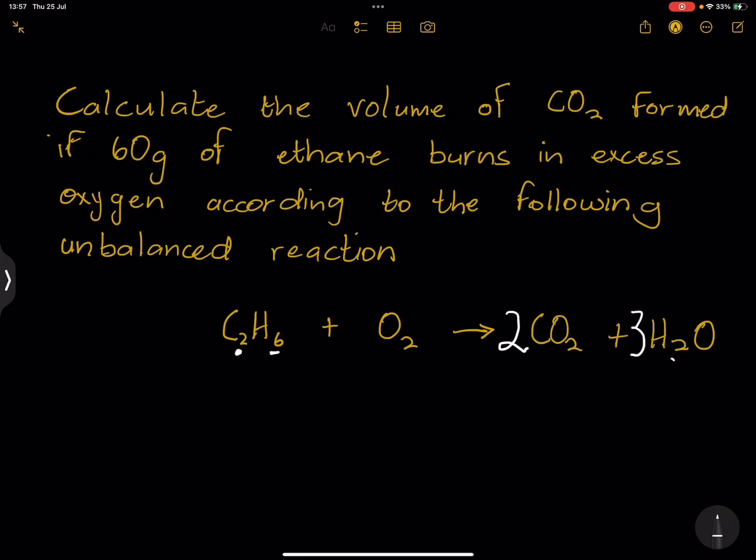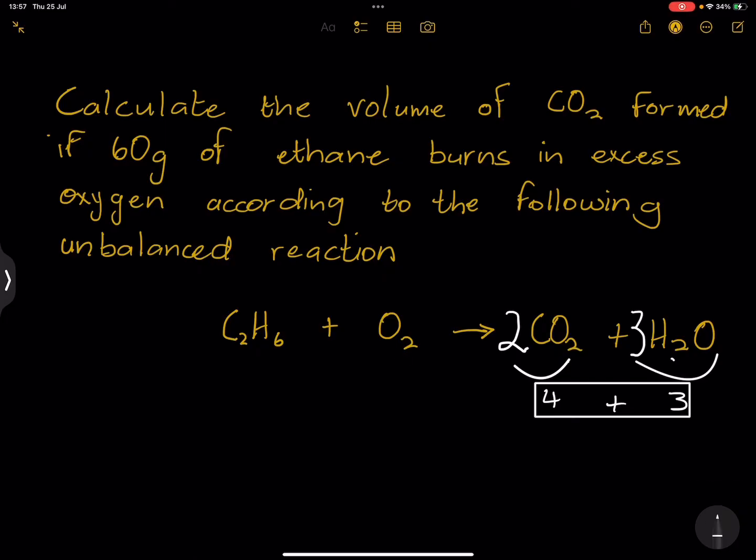So now carbon and hydrogen are taken care of. All we need to do is make sure that our oxygen is balanced as well. So we're going to say 2 multiplied by 2 for oxygen on the right-hand side. We've got only 2 on the left, but on the right, we've got 2 times 2, which is 4, plus another 3 times 1, which gives us 3. So we've got 7 atoms of oxygen on the right-hand side. Now, how do we make sure that we've got 7 on the left?